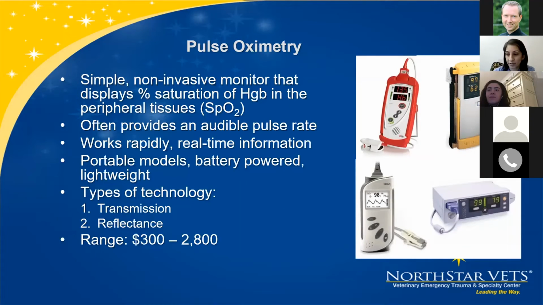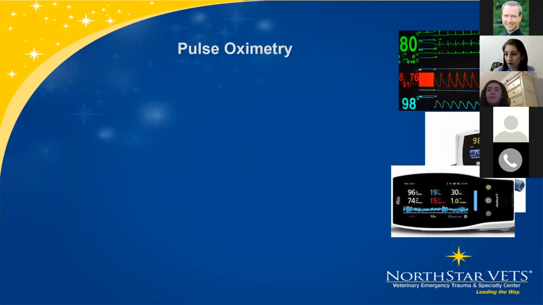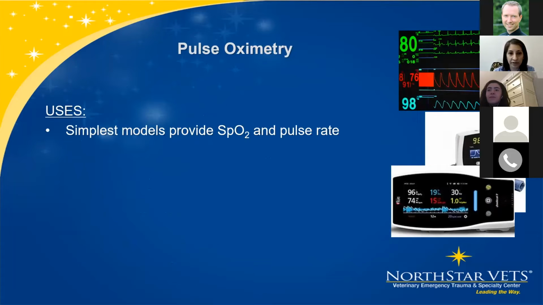And models that provide co-oximetry or plethysmograph capabilities tend to be on the higher end of this range. So you can certainly get a pulse oximeter for a very reasonable price. You can also chip in a little bit higher for something that can give you a few more functions, as well as a waveform to it. The simplest pulse oxes just provide an SpO2 and pulse rate.